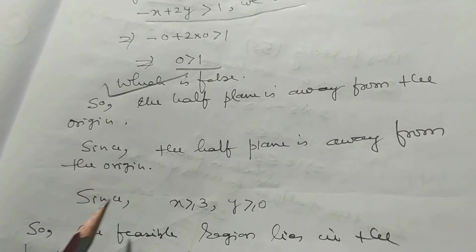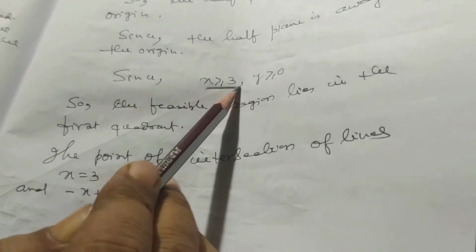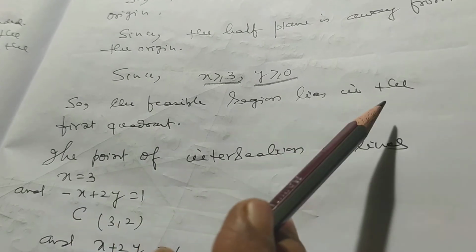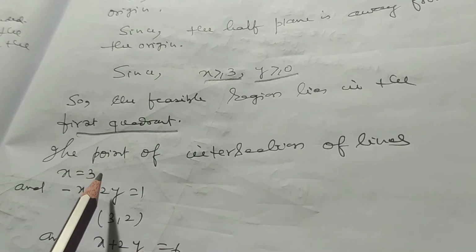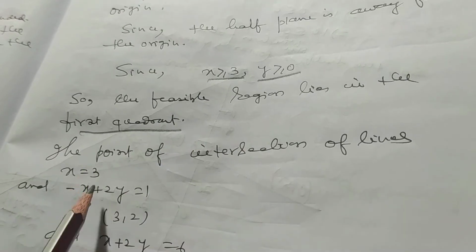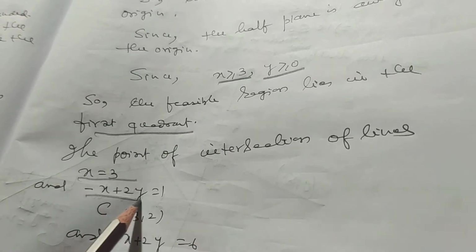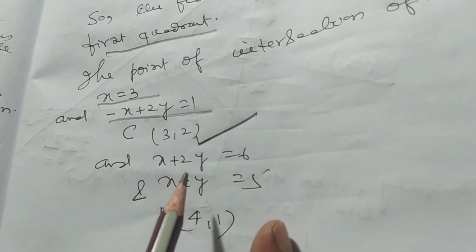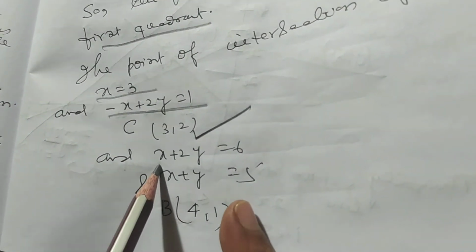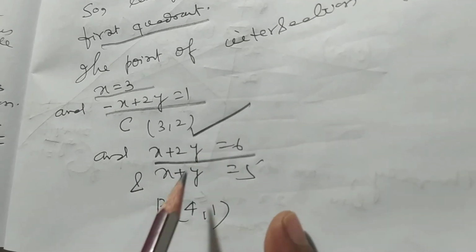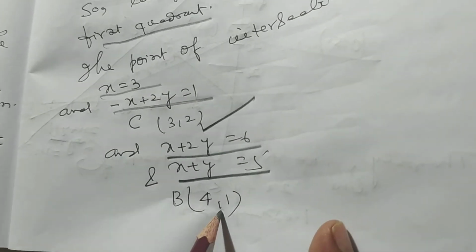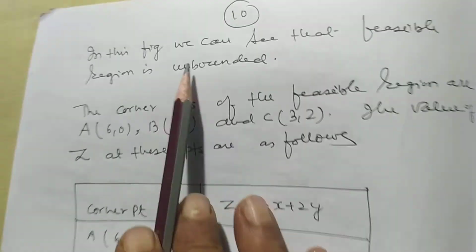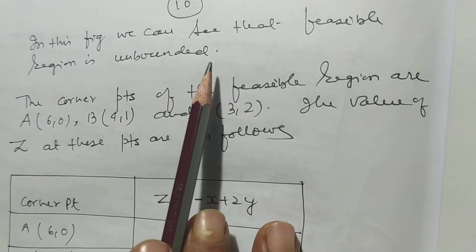So the half plane is away from the origin. Since the half plane is away from the origin, and x greater than equal to 3 and y greater than equal to 0, the feasible region lies in the first quadrant. The point of intersection of lines x is equal to 3 and minus x plus 2y is equal to 1 is 3, 2. And the point of intersection of the lines x plus 2y is equal to 6 and x plus y is equal to 5 is 4, 1. Consider it as B. In this way, we can see that the feasible region is unbounded.